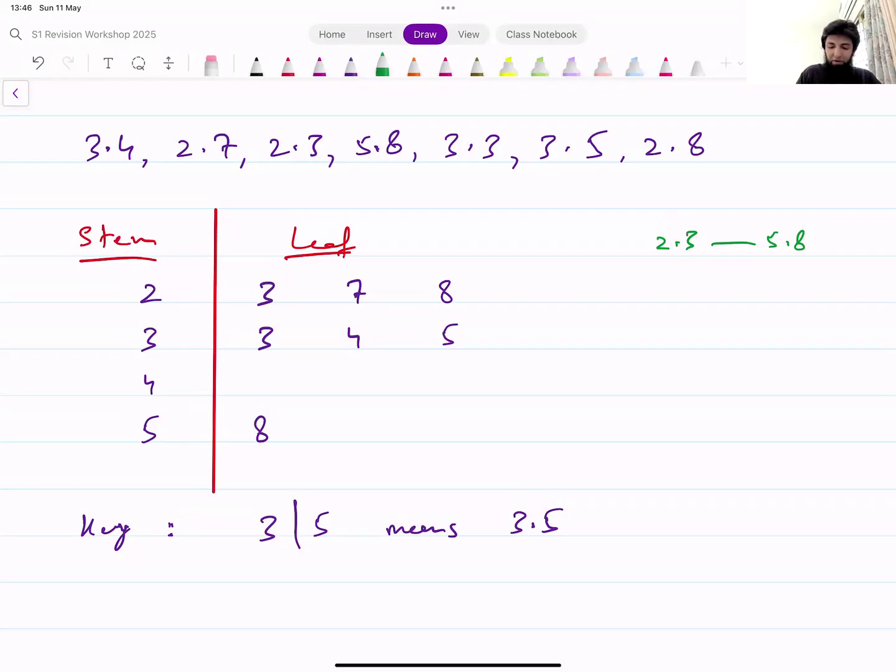In the key now, you would represent how to read this. So 3.5, for instance, that means 3.5. The decimal will not be represented in the diagram. It will come in the key.